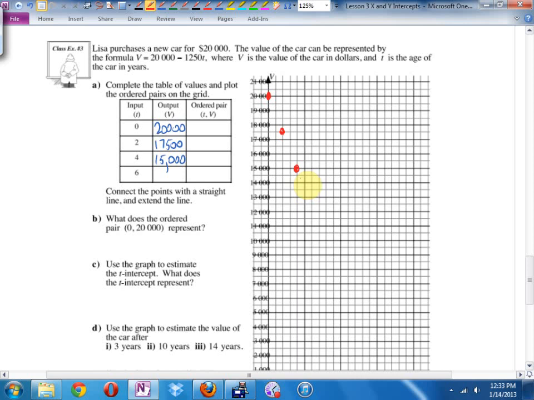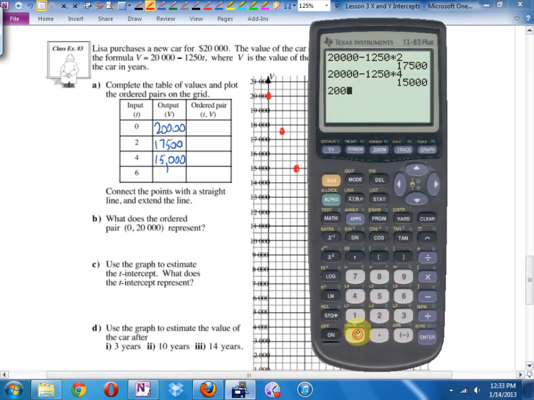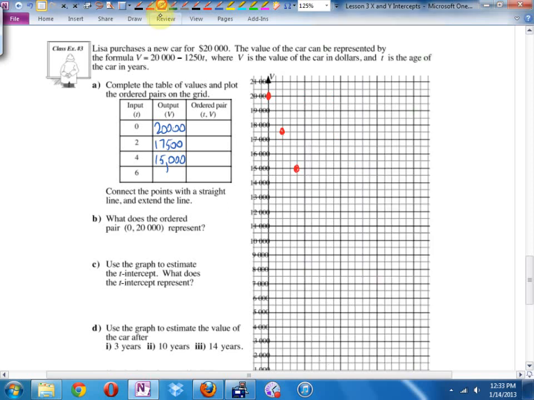And I'm spotting a pattern. What pattern do you see? Down how many, over how many on the graph? Doesn't it go down 5 over 2? So let's see if that holds out. There's my built-in error check. Put a 6 in here. So that's going to be 20,000 take away 1,250 times 6. 12,500.